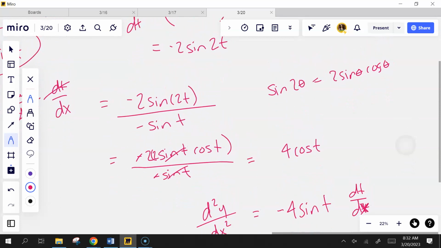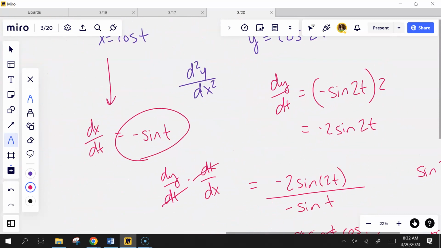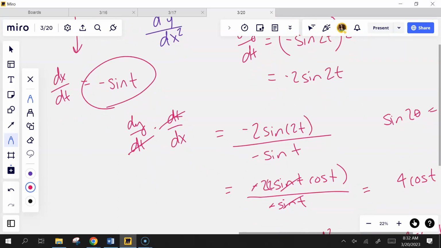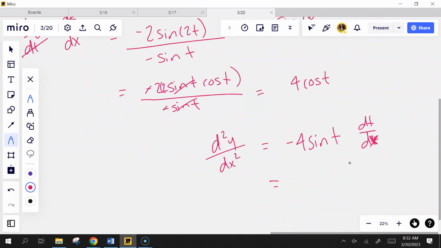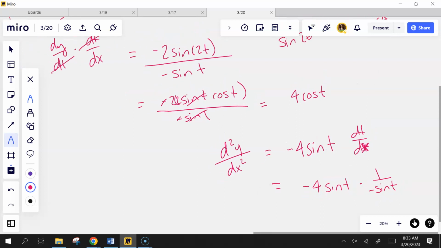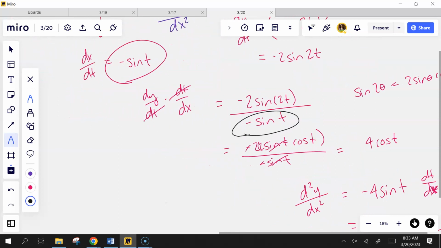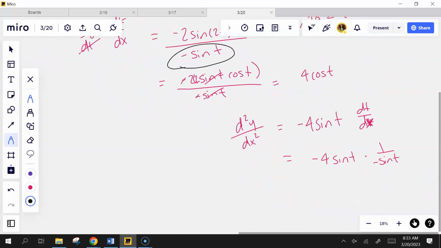Say again. Did I find dt/dx? Yes. What's dt/dx? 1 over, that's right. Great day. So I had to use that dt/dx from up here. I had to flip that dx/dt over. And that gives me 4.